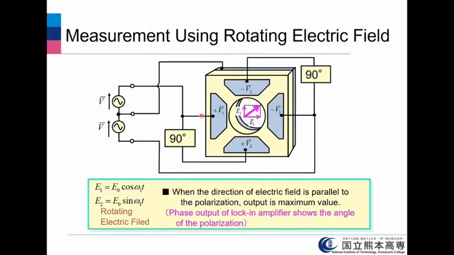We fabricated such kind of electrode. The electric field this way and this way has a 90-degree phase difference, so we can obtain a rotating electric field. When the direction of the electric field is parallel to the polarization, the output is maximum value. So we can determine the direction of the polarization from the phase output of the lock-in amplifier.